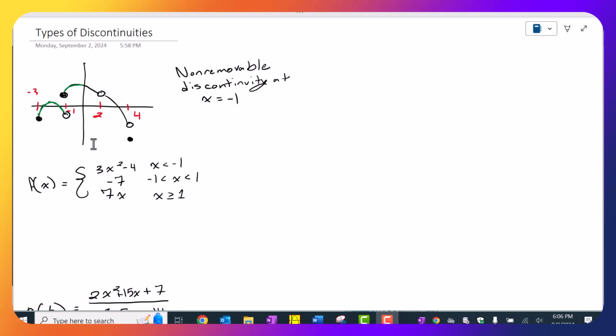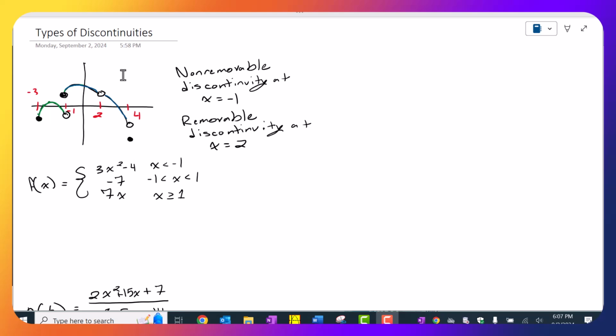And then again, if I come across this line here, I get to an open dot. I have to pick up my pencil and start on the other side. But here, if I fill in this one dot, it would make it continuous. That is our definition of a removable discontinuity. So we have a removable discontinuity at x equals 2.